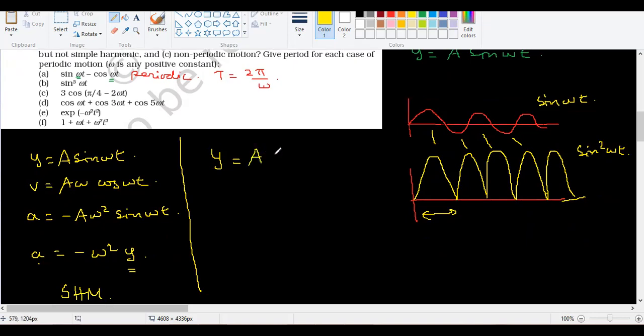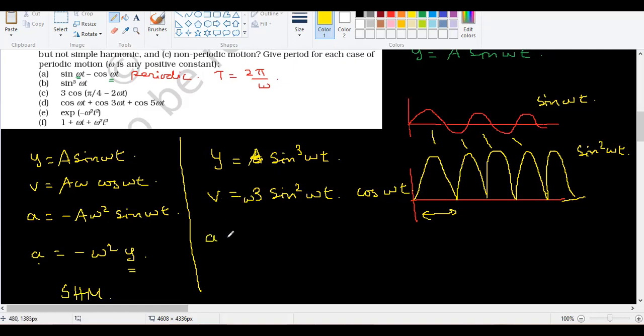For now, I'll just work it out. y is equal to sine cube omega t. They did not give you any amplitude, so I'm going to take it as 1. So velocity is equal to dy by dt. That means it will be 3 times sine squared omega t into, by chain rule, I have to differentiate. So when I differentiate the sine, I will be getting cos omega t. Then when I differentiate the omega t, I will be getting omega.